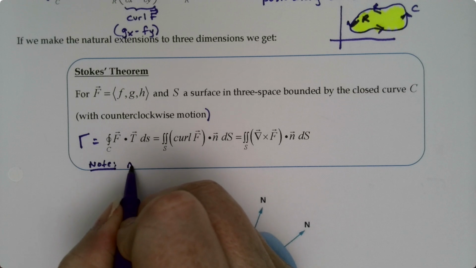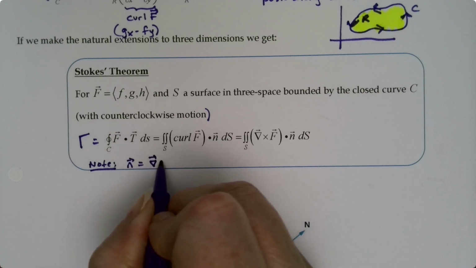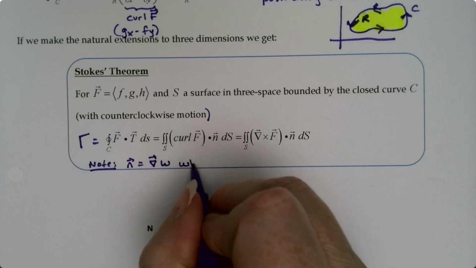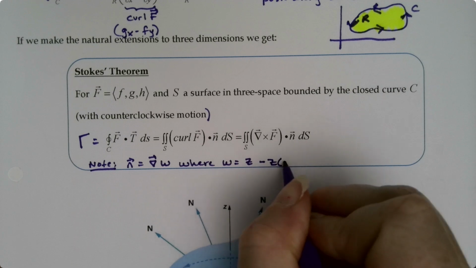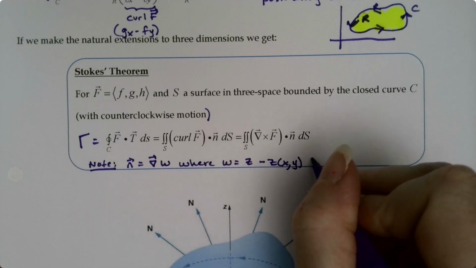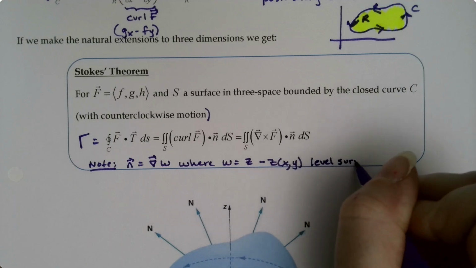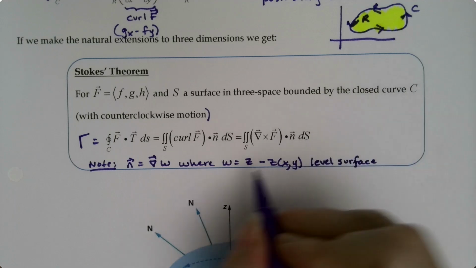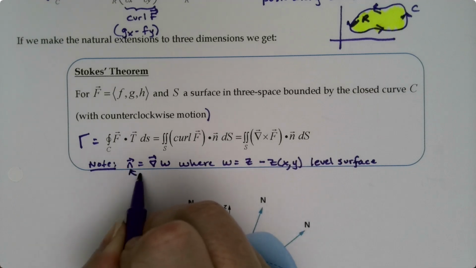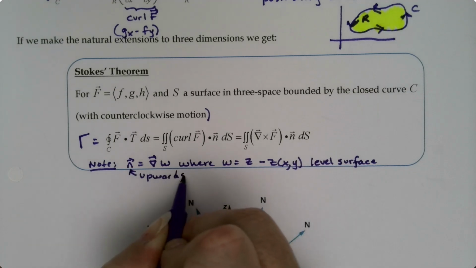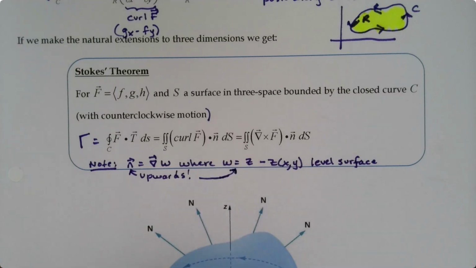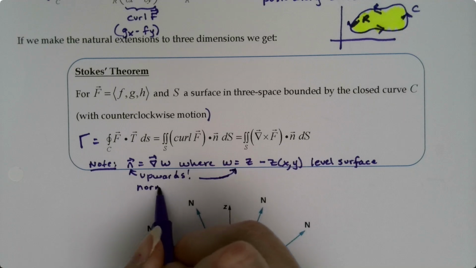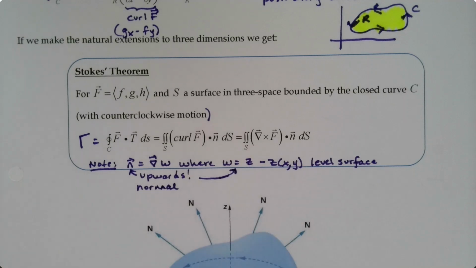It's the upward normal. So let me make a note. N is the gradient of W, where W equals z minus z of xy. So this is the level surface, and we're pointing in the upwards direction. So n is in the upwards direction, right? Because the z is positive. So when we take the gradient, the z component will be 1. That's just standard issue for how this theorem works.